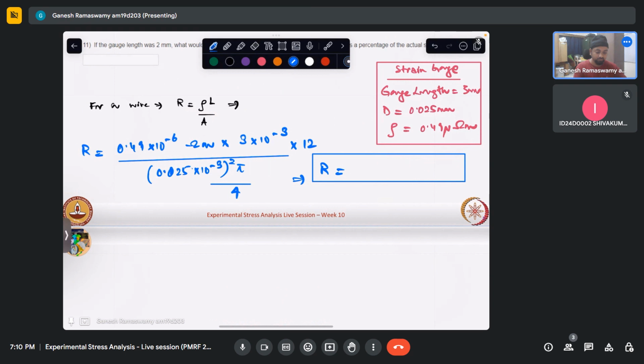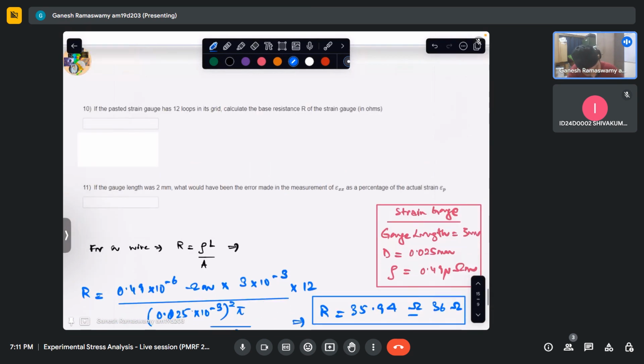Square, pi by 4, so inverse, into 0.49, into 12. So this comes out to be around 35.94. This is close to 36 ohms, which is what is needed. The base resistance for the strain gauge is around 36 ohms.